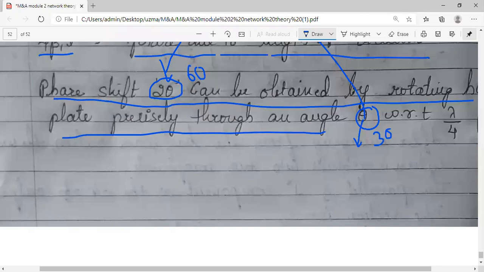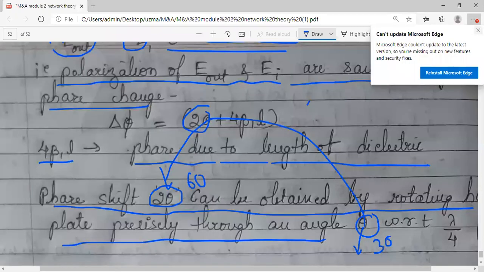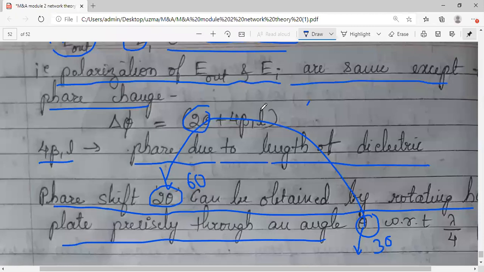Okay, so this is about the phase shifter. I think we have taken almost 3 sessions for this phase shifter. So this completes the phase shifter part.